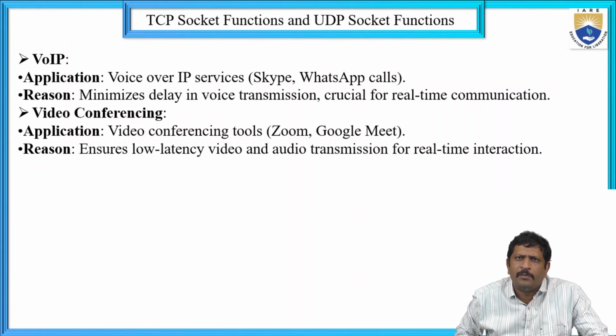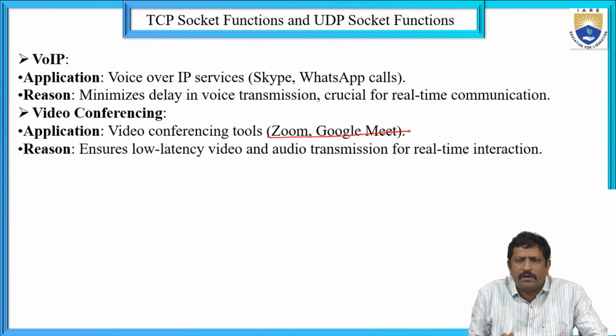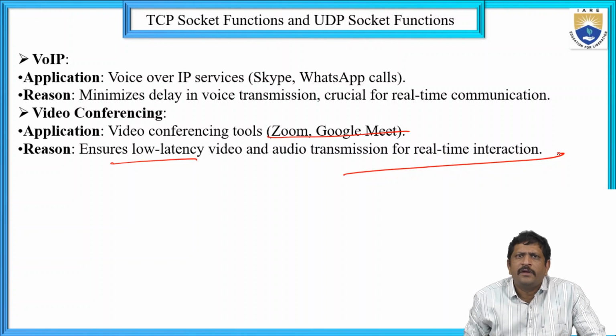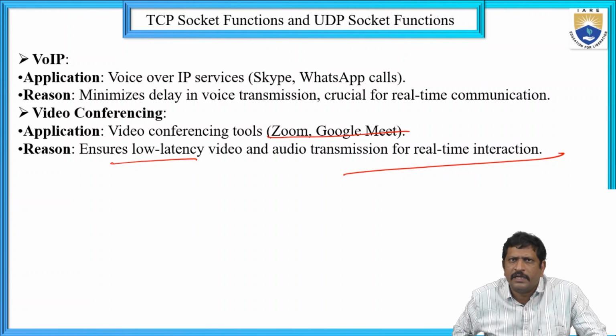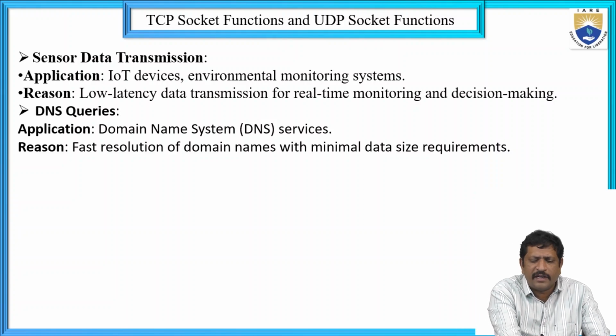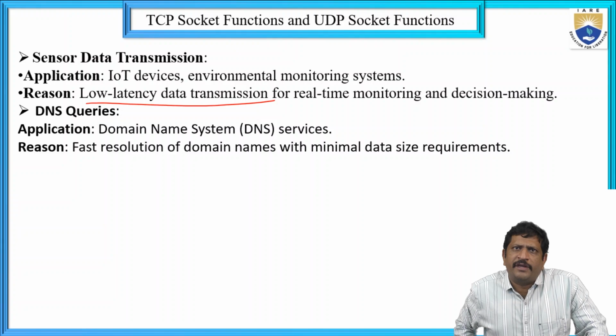Video conferencing tools, that is Zoom and Google Meet, also use these protocols. The reason is that latency should be very low in video calls, audio or real-time interactions. That's why we utilize UDP. Sensor data transmission, IoT devices and environmental monitoring systems also use it, because data transmission latency is very low for real-time monitoring and decision making.